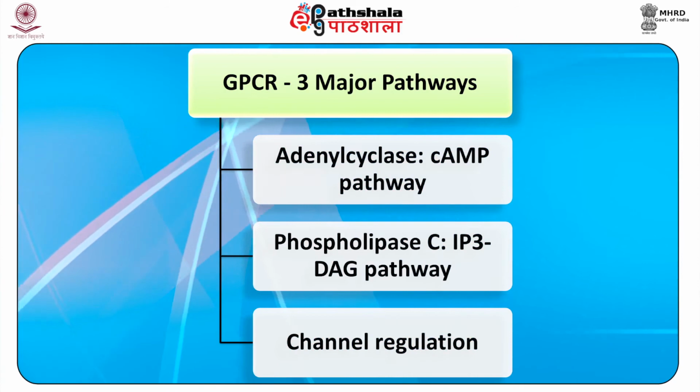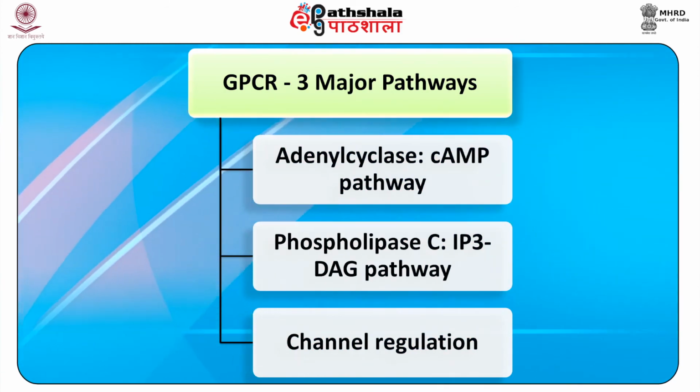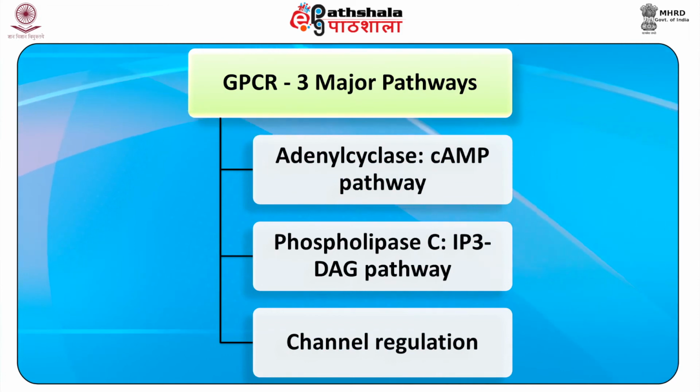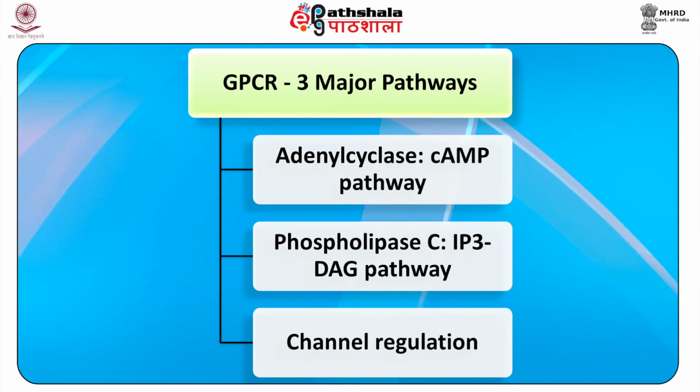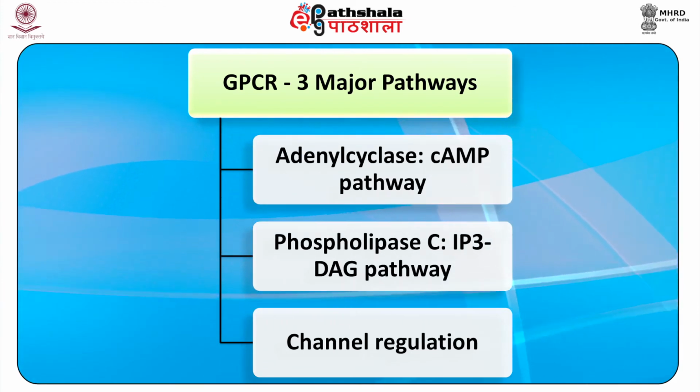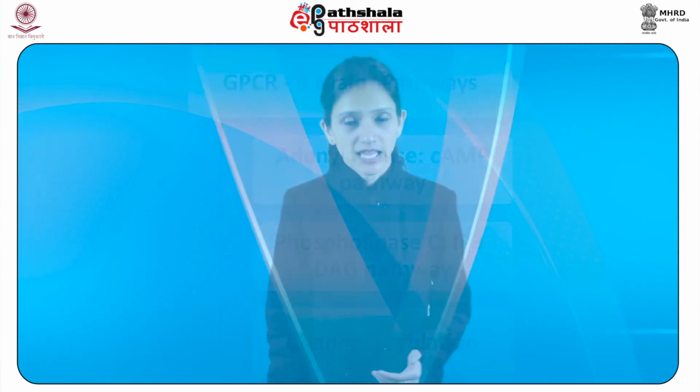GPCR has 3 major pathways. First is the adenyl cyclase cAMP pathway, then the phospholipase C, that is IP3 DAG pathway, and channel regulation. Stimulated G proteins will turn on or off ion channels, that is calcium, sodium or potassium, etc. These effects may be present with no involvement of either second messenger, that is cAMP or IP3-DAG. This brings about depolarization, hyperpolarization or calcium changes, etc.